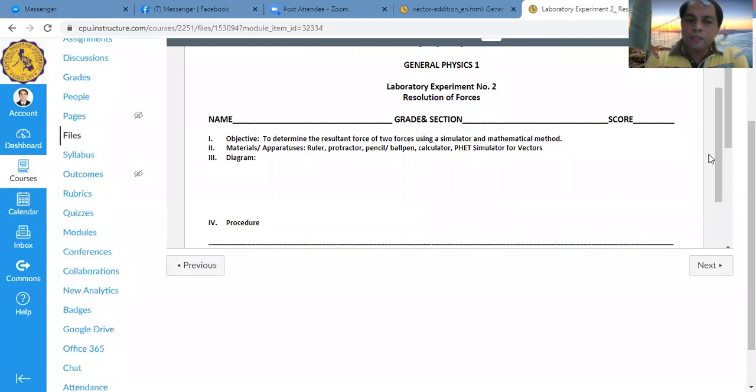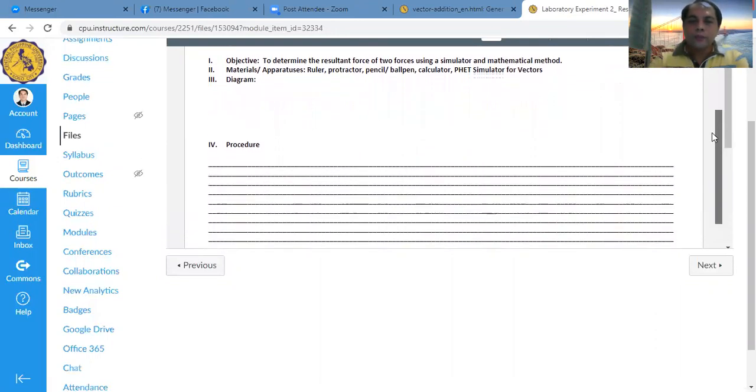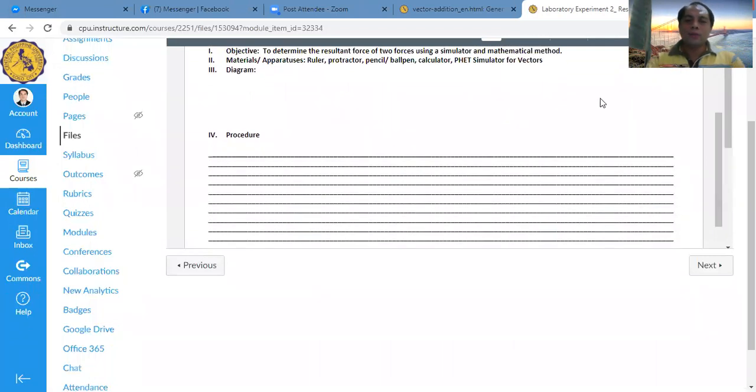Now our objective again is to determine the resultant force of 2 forces. And we are going to use the PhET simulator and the mathematical, or no, sorry, that should be the graphical method. Okay, so something is amiss there, so we're going to correct it in a short while. And for our materials, we are going to use a ruler for the graphical approach, the protractor, the pencil, the ball pen, and maybe when we try to determine the result eventually, we are going to use the ratio of our scale, and we are going to use our calculator to find the final value.